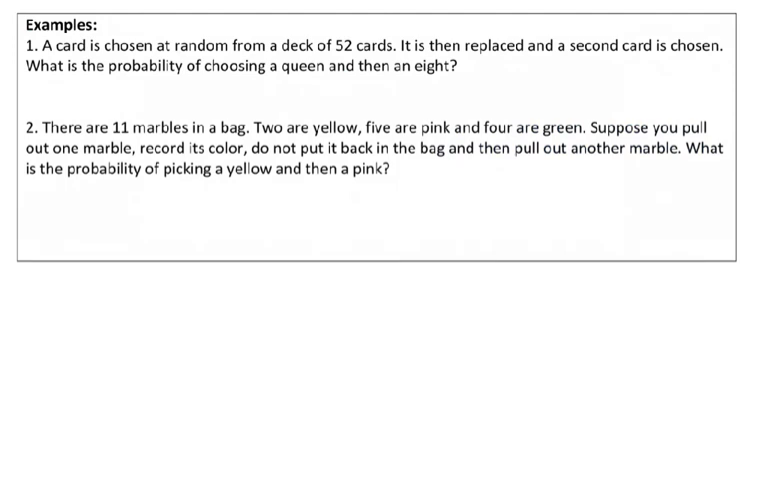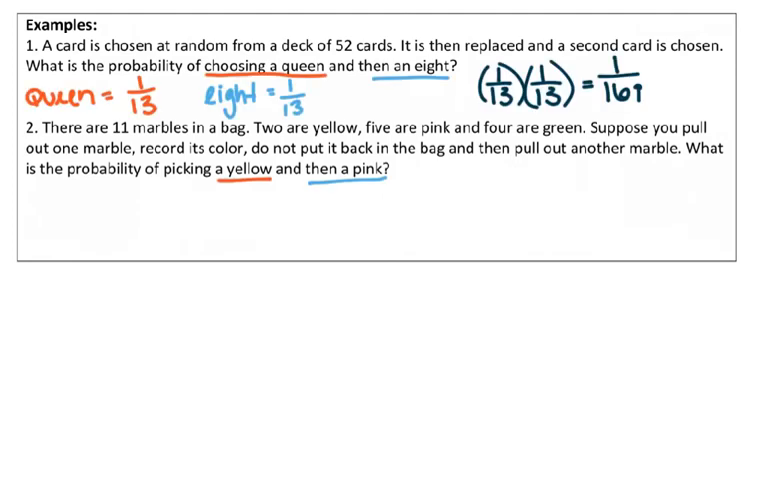Alright, so let's do these 2 examples. You can try both of them if you want to. You can try them in 1, 2, 3. For the first example, that is an independent event, because choosing a queen and then choosing an 8 and replacing has nothing to do with each other. The probability of choosing a queen is 1 out of 13. The probability of choosing an 8 is 1 out of 13. I multiply them together, I get 1 out of 169.